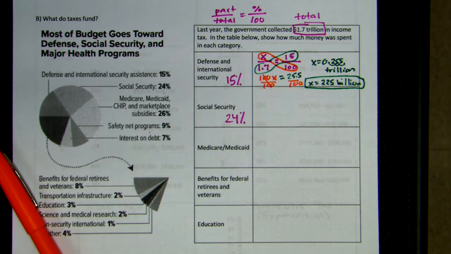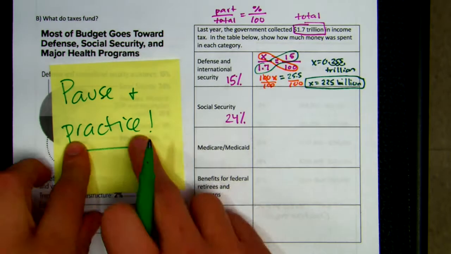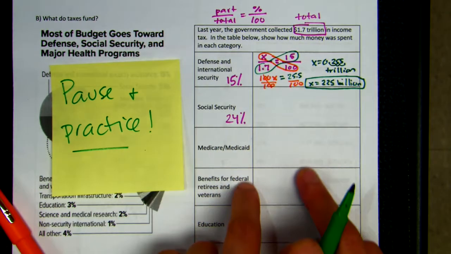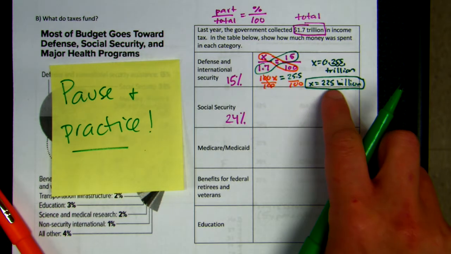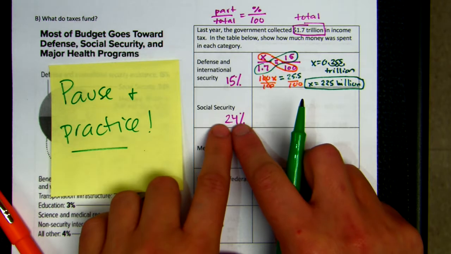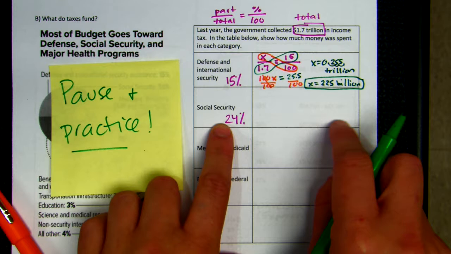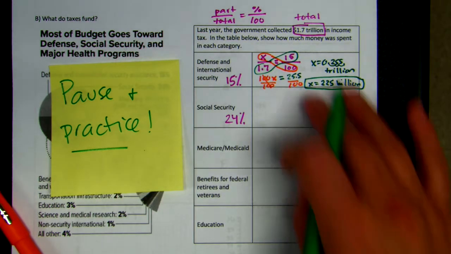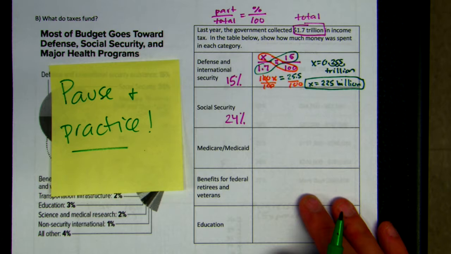So what you are going to do next is another pause and practice. You are going to fill in the dollar amount for each category. If Social Security is 24% of this 1.7 trillion, how many actual dollars is that? So pause and practice. Check your answers at the front of the room when you are finished.